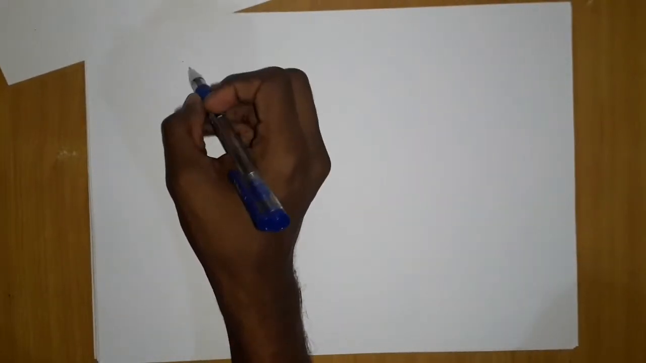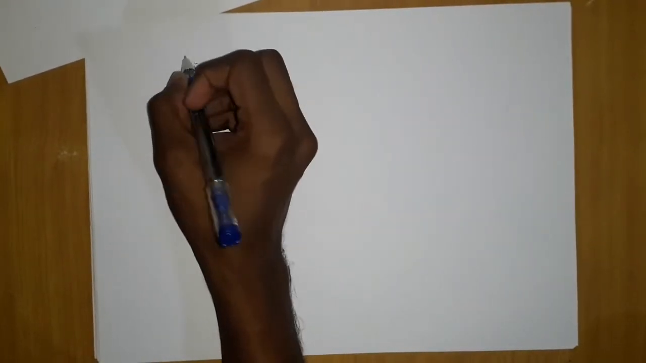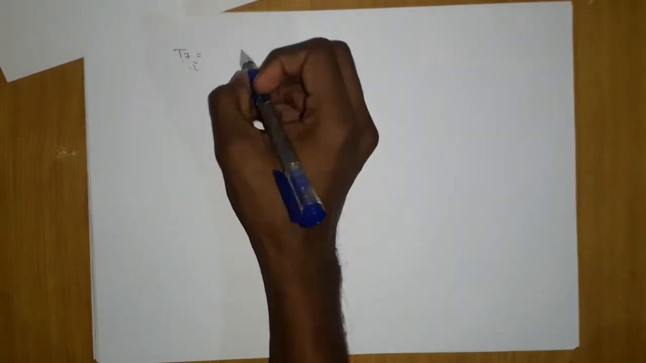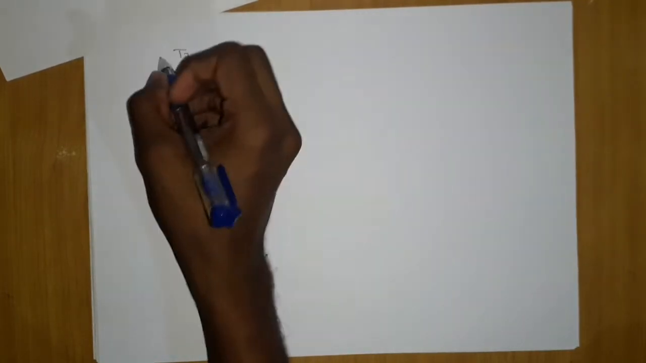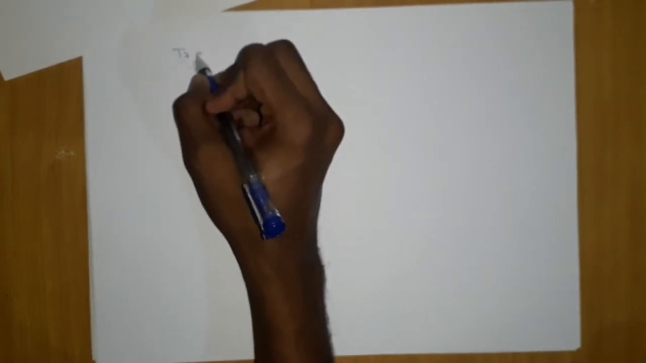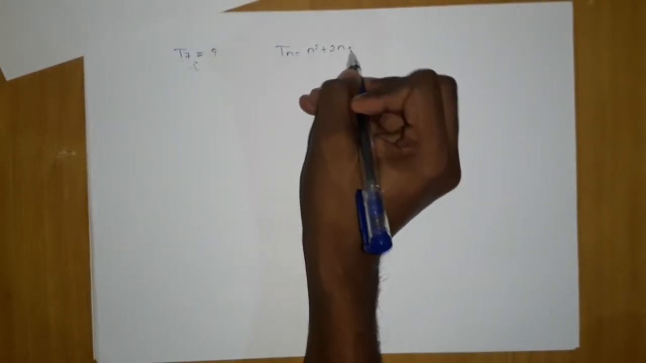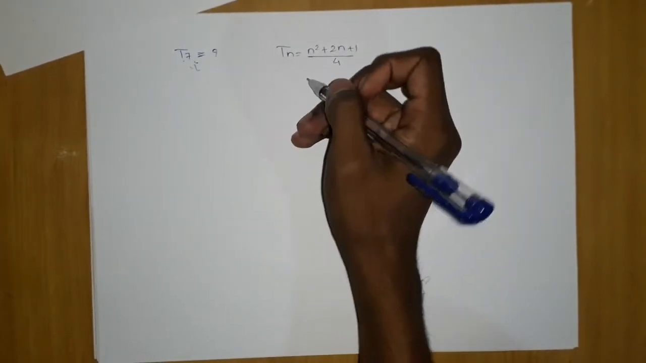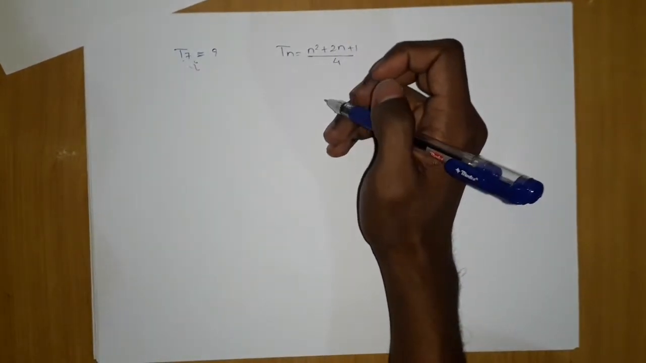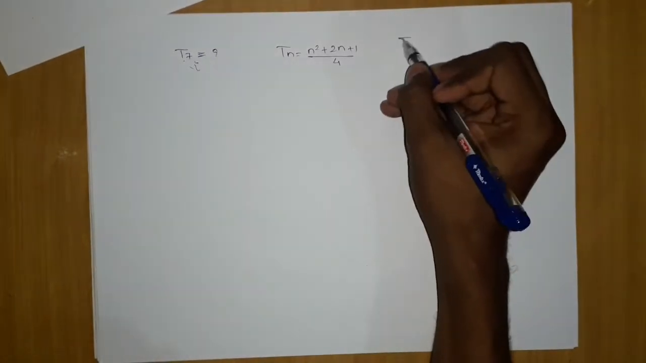After method 2 the job is like this. You want to find the 7th term. T7 will be what? Just put the value. This is our Tn only, and T7 we want to find. Tn we have n square plus 2n plus 1 by 4. How will we find T7? T7, just put the value.